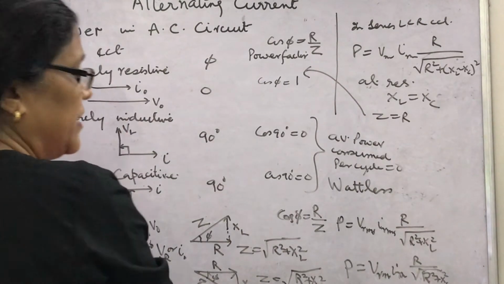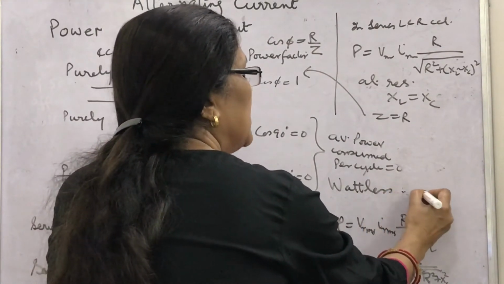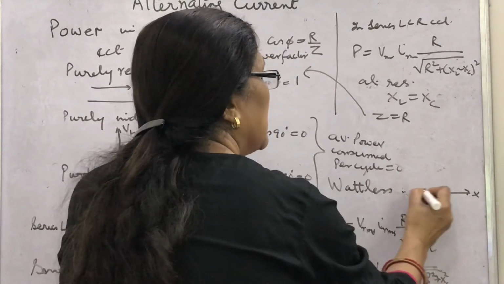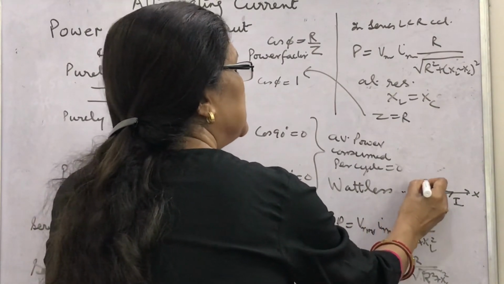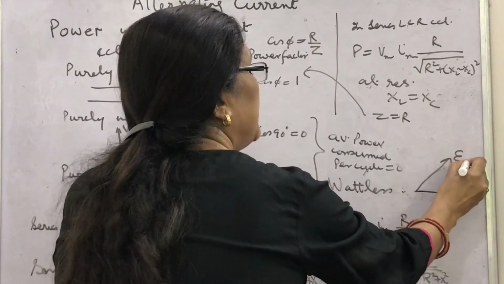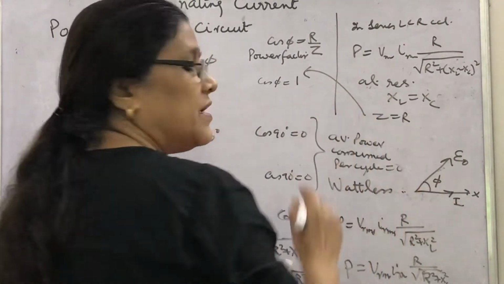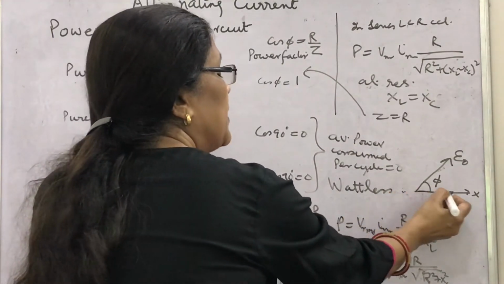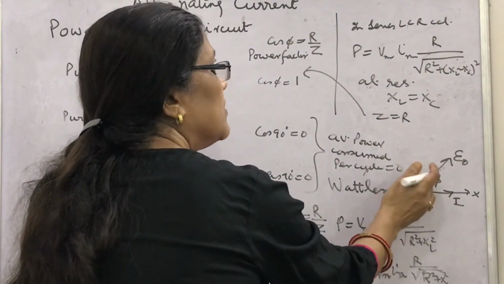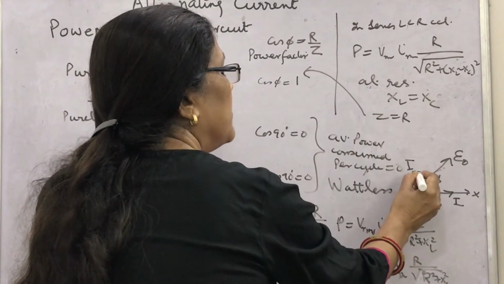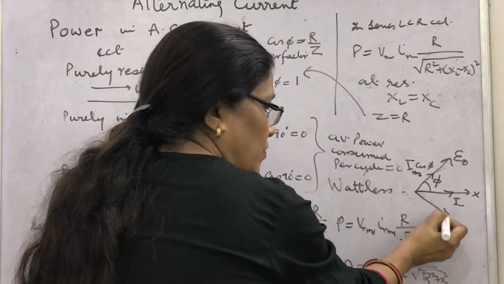Now what about wattless current? If you define wattless current, look here: if this is the x axis and here you have taken current, and suppose the applied voltage is at an angle phi. If you take the components of current, in the direction of applied voltage, the component will be Irms cos phi, and in the perpendicular direction, what will be the component?